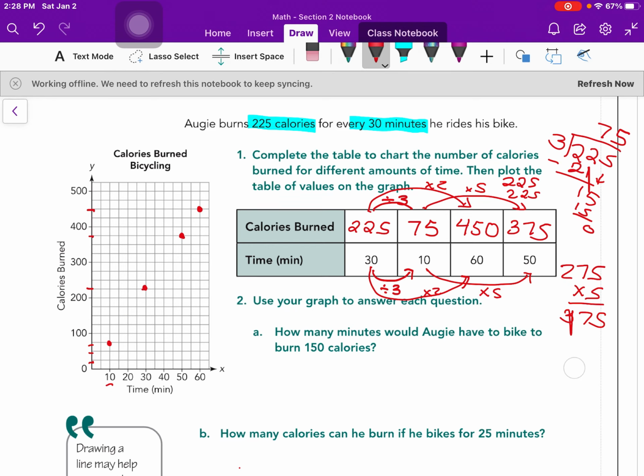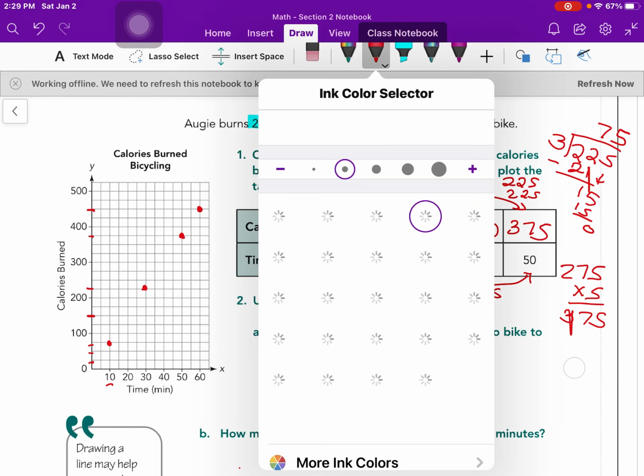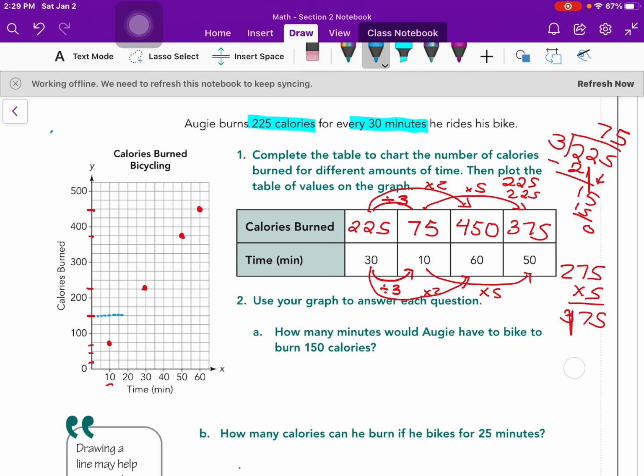Okay, so it says, use your graph to answer the question. How many minutes would Augie have to bike to burn 150? Well, here's 150 right here. And I'm going to try to use my graph to help me answer that. I think that dot's going to come right in along my line, my linear relationship. I think I'm going to see that he is going to have to bike for 20 minutes.